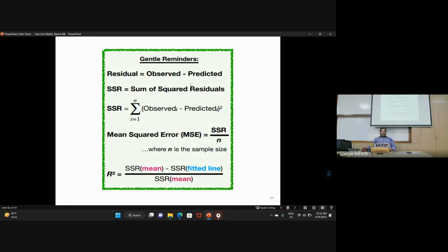If you want to summarize, what are all the metrics we use? One is simple: observed minus predicted. What is the ground truth and what is the predicted value? The second one is to square them and add for all the data points, and if we divide by n, it's called mean square error. And R square gives us how much the curve which we fit reduces the error compared to the mean.